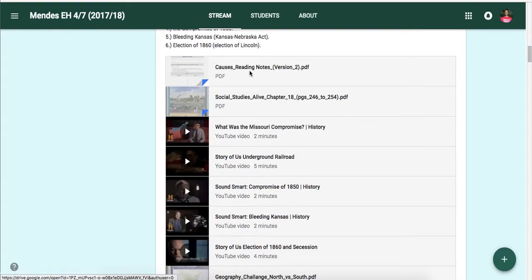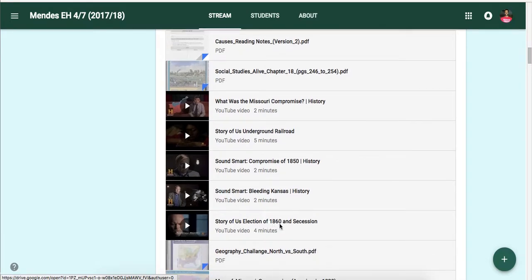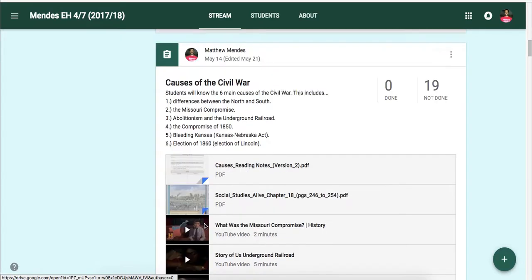Also, important things on here. Here are your notes. I'll show you a larger version of this, but all of you have this packet in your history section of your binder. And then you have the reading, which is right here. So click on this and you will get the reading. Finally, you have the Story of Us, Election of 1860 and Secession. I will prompt you when to watch this, because I want you to watch this before you do the reading. So you may be jumping back and forth between videos.